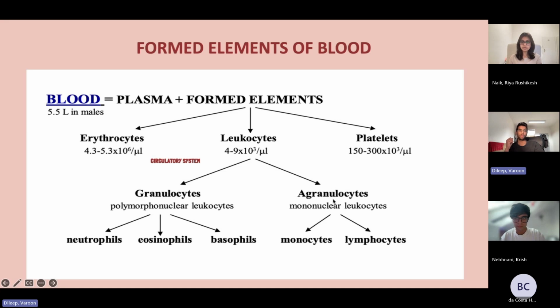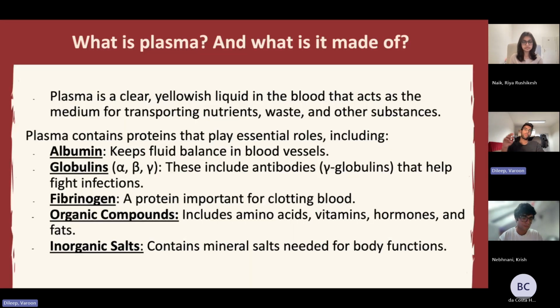This diagram is just from your lecture and it's a basic introduction. Now when we talk about plasma, what is plasma and what is it made up of? It is a clear yellowish liquid in the blood that acts as a medium for transporting nutrients, water, waste, and other substances. So it's a medium for substances other than blood cells to travel. It includes proteins such as albumin, globulins, fibrinogen, and it contains organic compounds as well as inorganic salts.